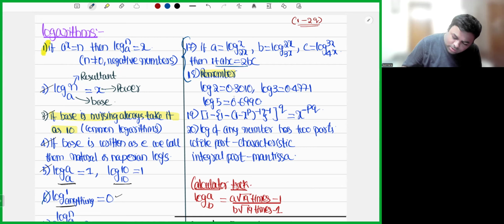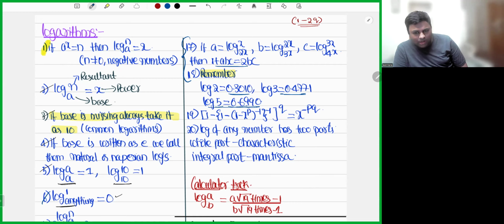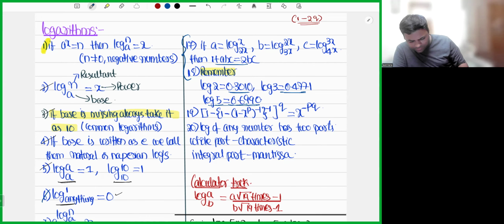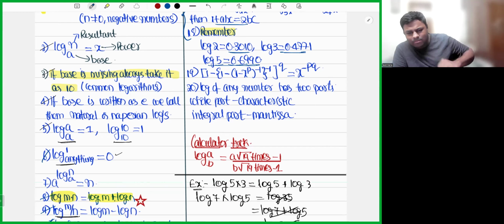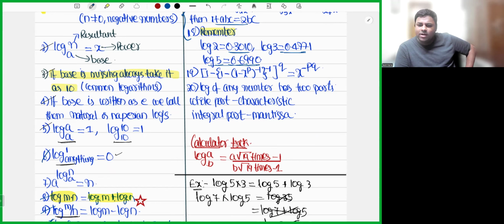Now log 2 is 0.3010, log 3 is 0.4771, log 5 is 0.6990. So how did we get these values? We can do it in the calculator, my dear friends. I'll tell you how to do it in the calculator. If I have log A base B, how will you do it in the calculator? You'll do A under root 19 times minus 1 divided by B under root 19 times minus 1.